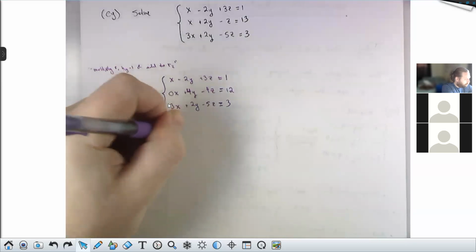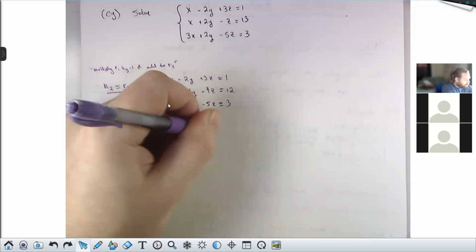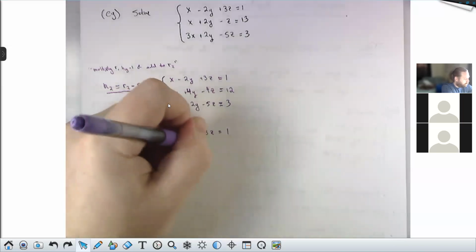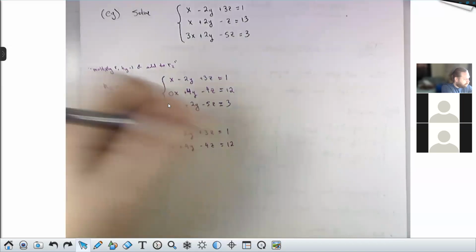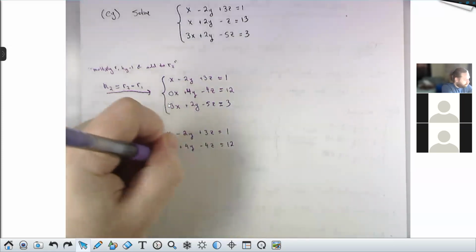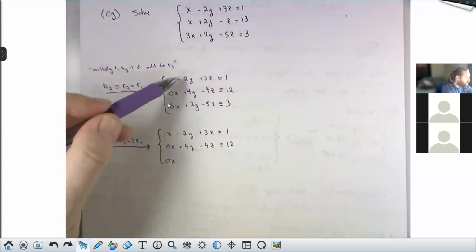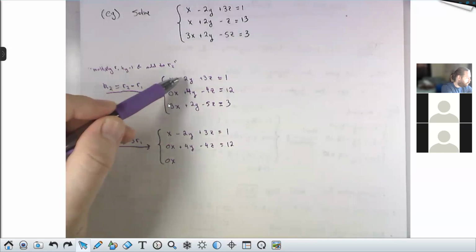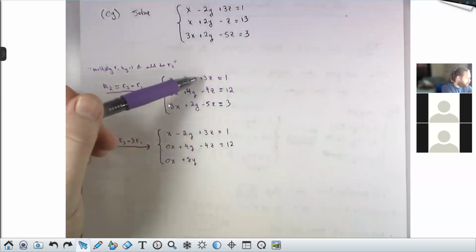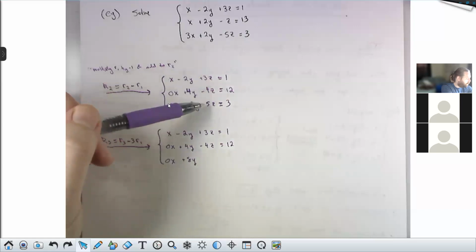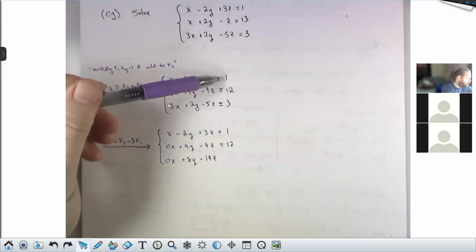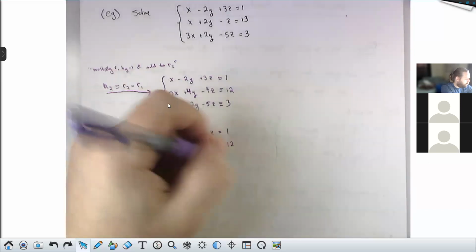So row 1 stays the same. Row 2 stays the same in this step: 0x plus 4y minus 4z equals 12. Row 3 now is going to change. So -3 times this plus this is 0x. -3 times -2y is positive 6y. 6y plus 2y is 8y. -3 times 3z is -9z. -9z plus -5z is -14z. -3 times 1 is -3 plus 3 is 0.